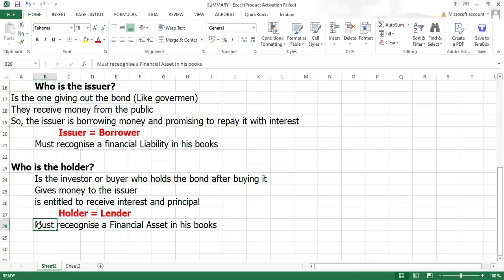So as you read the question, you need to know whether you are in the books of the borrower, if you are in the books of the holder, or what we call the lender.